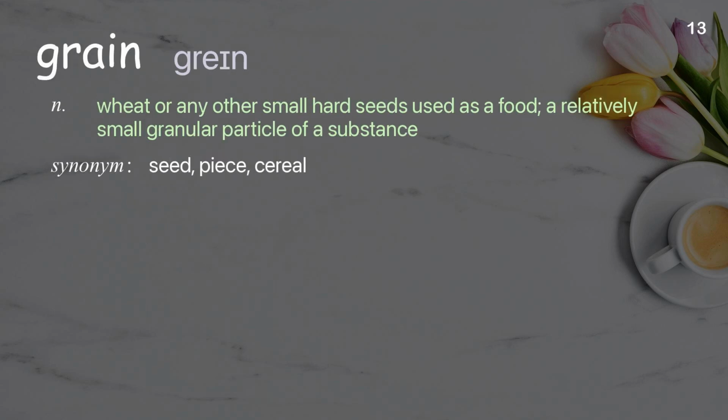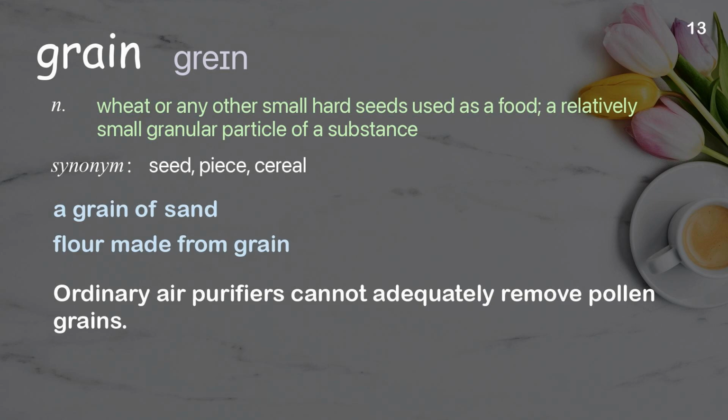Grain. Wheat or any other small hard seeds used as a food, or a relatively small granular particle of a substance. Examples: A grain of sand. Flour made from grain. Ordinary air purifiers cannot adequately remove pollen grains.